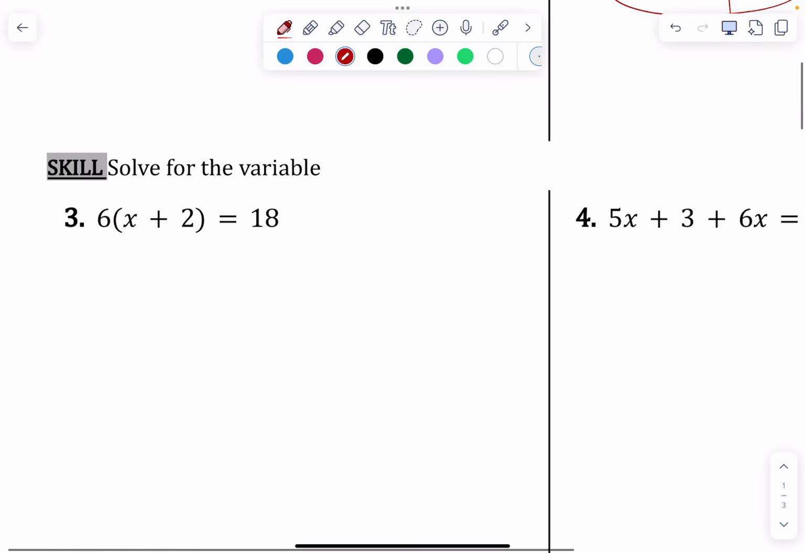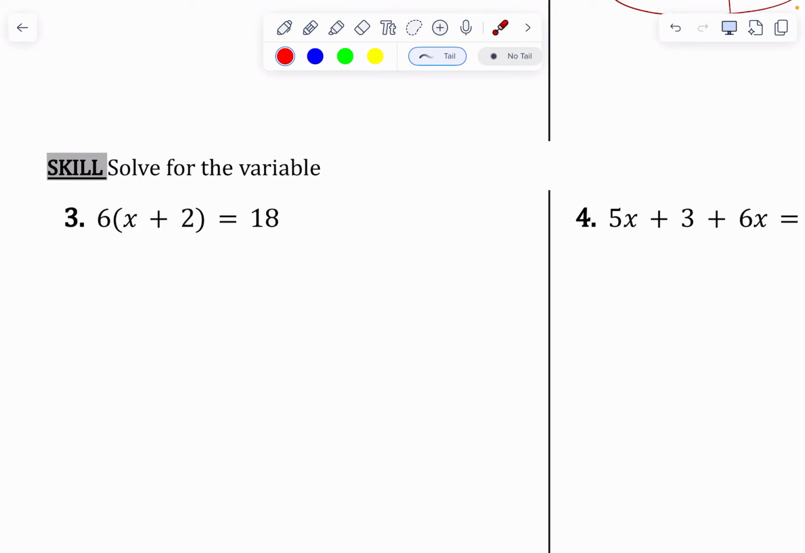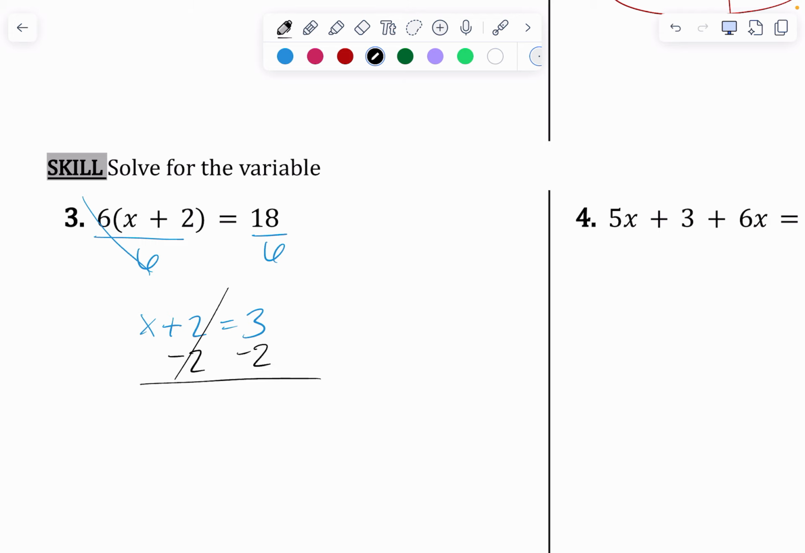Number 2, I can do this two ways. I can either distribute or I can divide. The reason why I can divide is because 6 is being multiplied to everything in parentheses. The opposite of multiplying is going to be to divide by 6. I'm left with x plus 2 is equal to 3. I want to get x by itself, so I need to subtract 2 to both sides. I'm left with x is equal to 1.